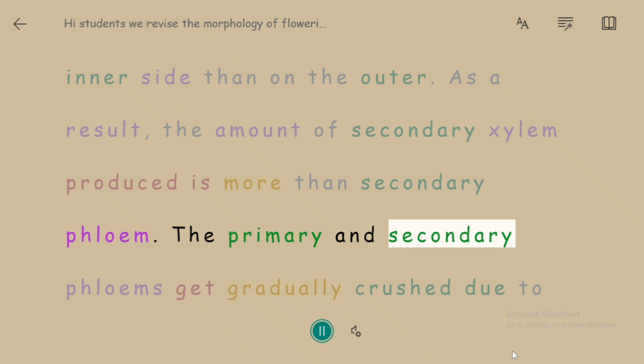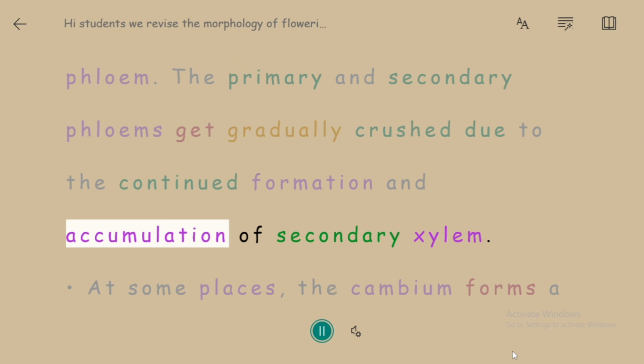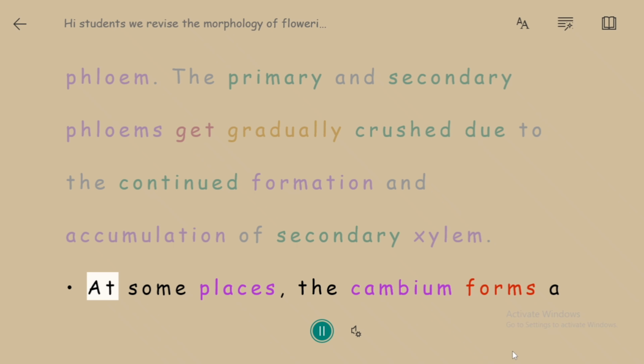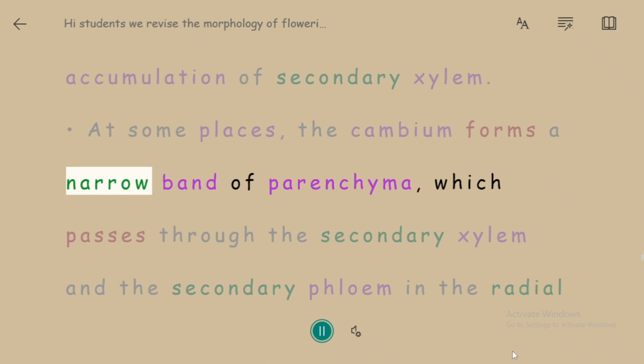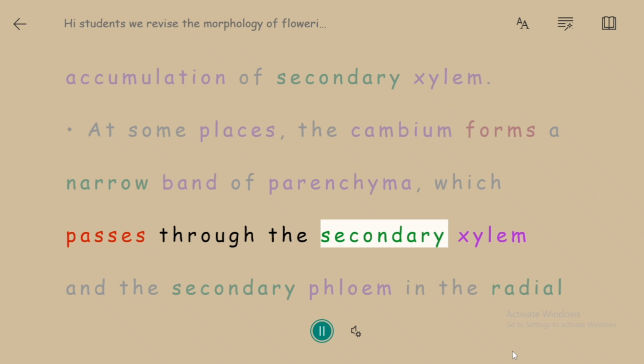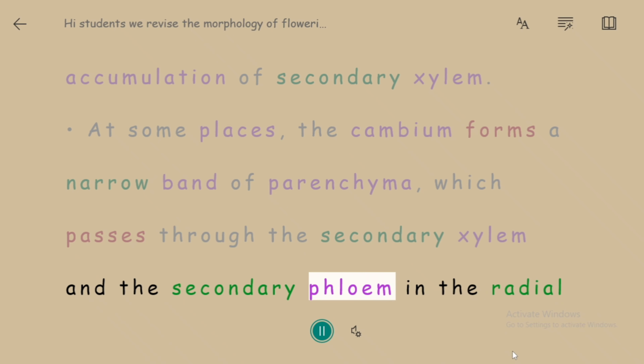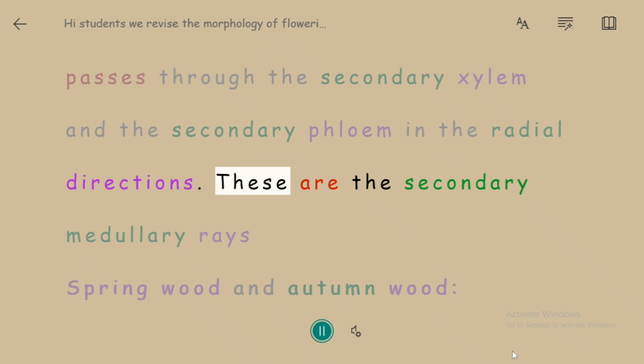The primary and secondary phloems get gradually crushed due to the continued formation and accumulation of secondary xylem. At some places, the cambium forms a narrow band of parenchyma, which passes through the secondary xylem and the secondary phloem in the radial directions. These are the secondary medullary rays.